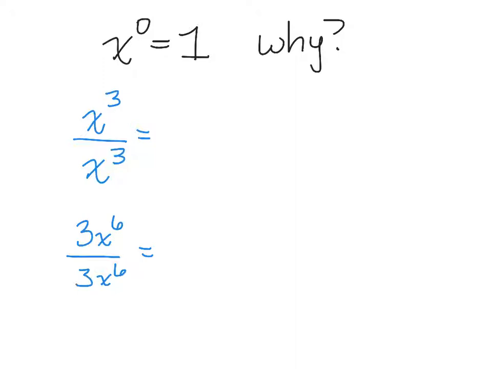So anything to the 0 power is 1. Any whole number to the 0 power, any fraction to the 0 power, any variable to the 0 power always equals 1. Well, why is that?